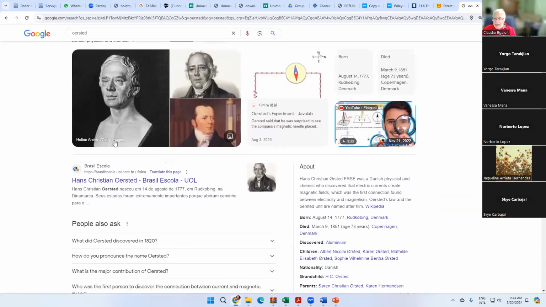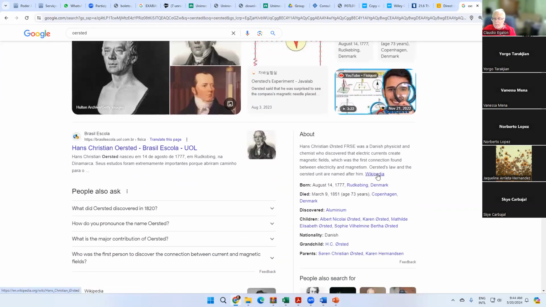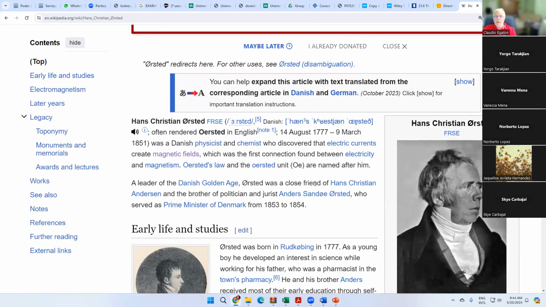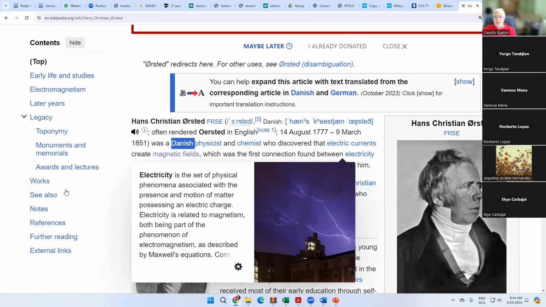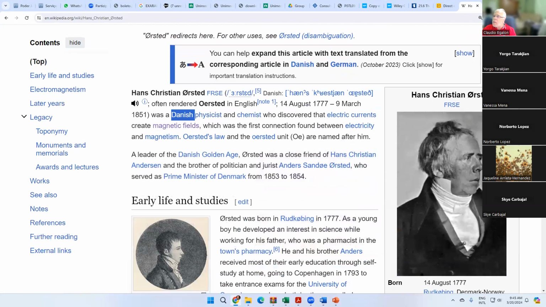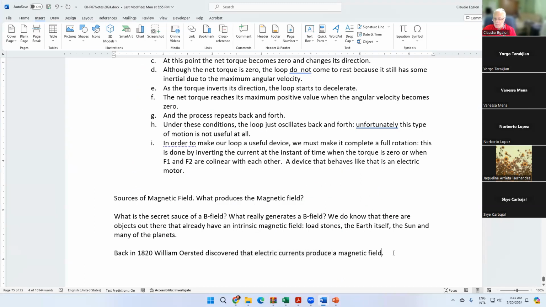Let's take a look here at Wikipedia. Hans Christian Ørsted was a Danish physicist and chemist who discovered that electric current creates magnetic fields, which was the first connection found between electricity and magnetism. This is a law of physics. Okay, now we have three laws of physics.